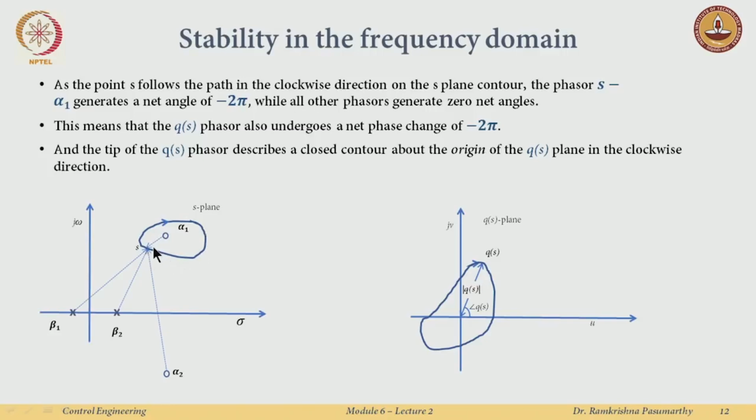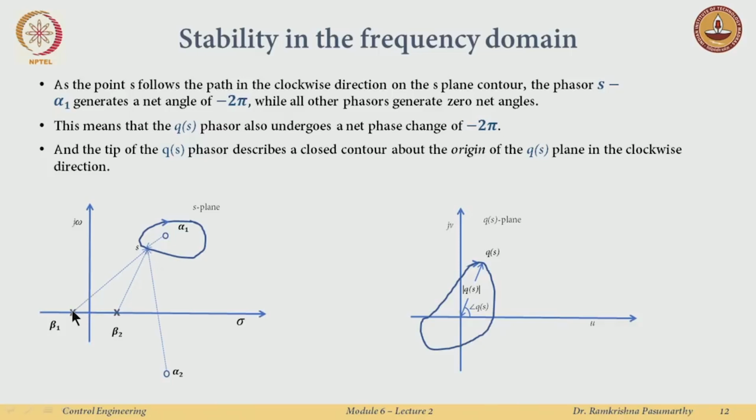Now let's see. I am here and I take a clockwise direction, I come all the way around and end up here. With respect to this, I am looking at this particular phasor. What does this do? It has to rotate all the way and come back, which means it generates a net angle of minus 2 pi, because the positive angle is measured anti-clockwise.